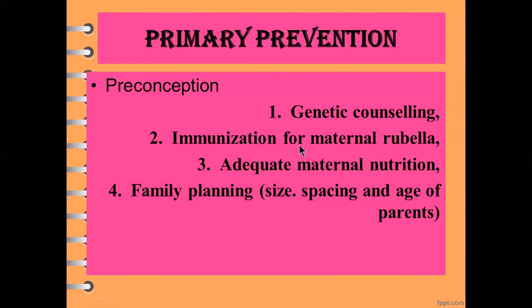So genetic counseling, immunization for maternal rubella and other diseases, adequate maternal nutrition during the time of pregnancy. Mother must get adequate nutrition. Family planning, that is particularly size, spacing, and age of parents. Age of parents, size, spacing are very, very important in the prevention of mental retardation in the children. So these things are done in the pre-conception stage.